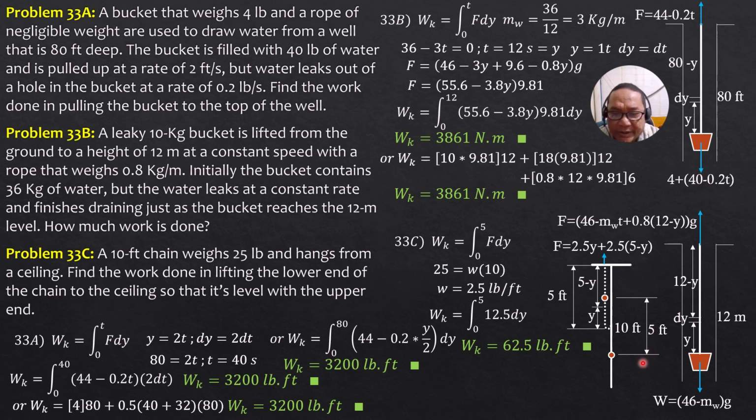So from work equals force times distance, the force is the weight of the lower half, which is 2.5 times 5. Then the distance moved by this center of gravity is 5 feet. So work equals constant force times distance. The constant force is the weight of the lower half, 2.5 times 5, and the distance traveled by the center of gravity of this lower half, to its final position, is 5 feet. So calculating, it is also 62.5 pound-foot.